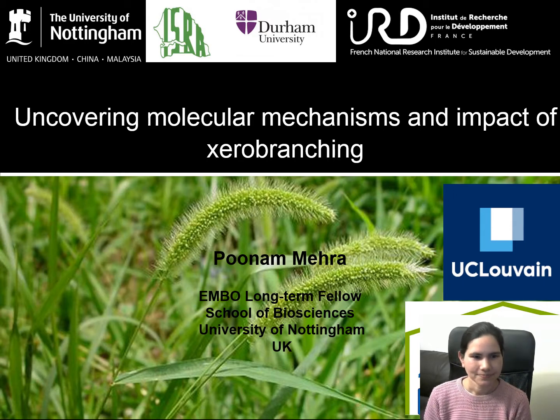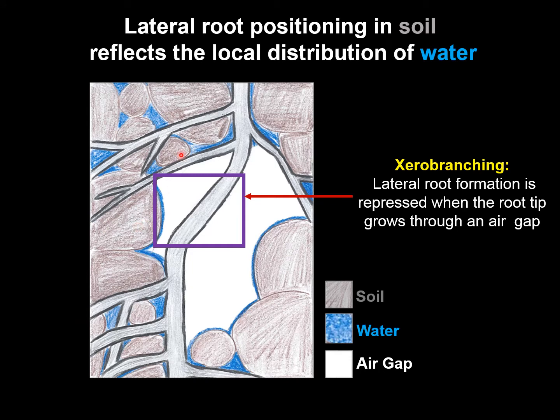As we know, soil is a very complex matrix where water is heterogeneously distributed, and when roots pass through this variable environment, they show adaptive responses. Like when roots pass through an air gap, they don't form lateral roots, and we call this zero branching.